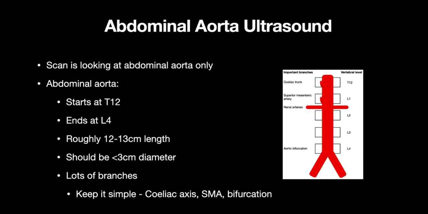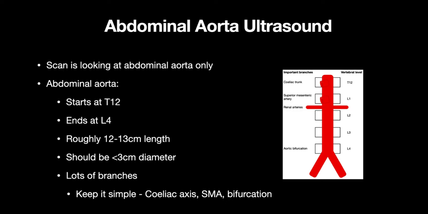We can see from the picture here that I've tried to simplify it a little bit and input just the important branches on the screen. So it starts roughly at the level of T12 and ends at around L4 and is roughly 12 to 13 centimeters in length. And as we mentioned from our binary question, we want to see that it's less than 3 centimeters, as the aorta should measure less than this. And there are lots of other branches, but as we mentioned, keep it simple here.